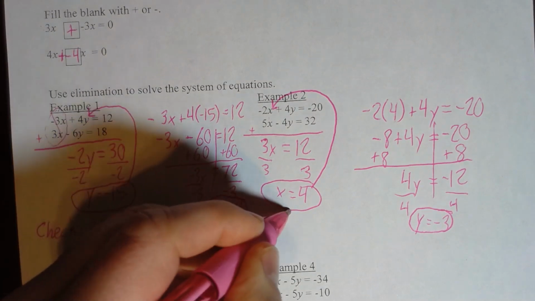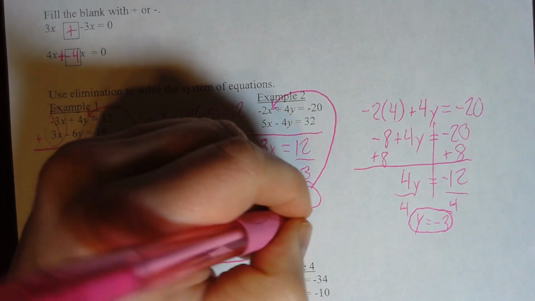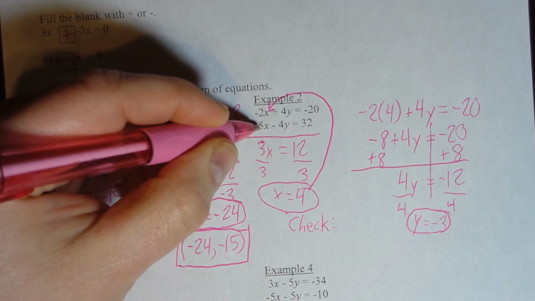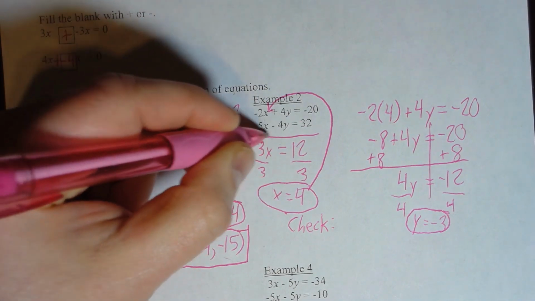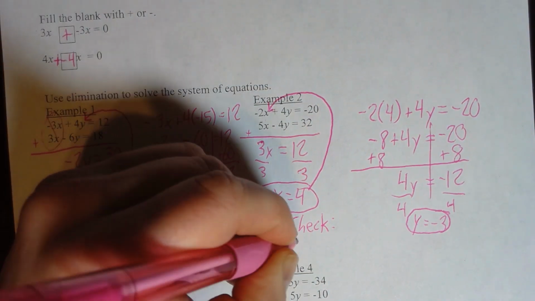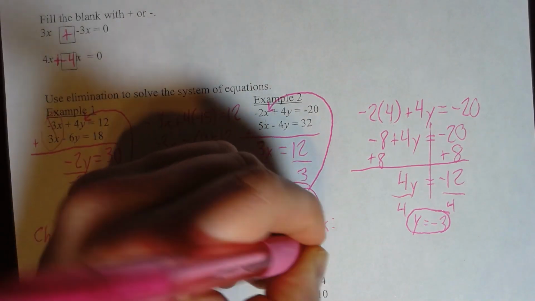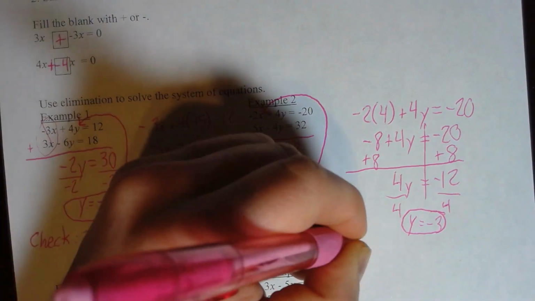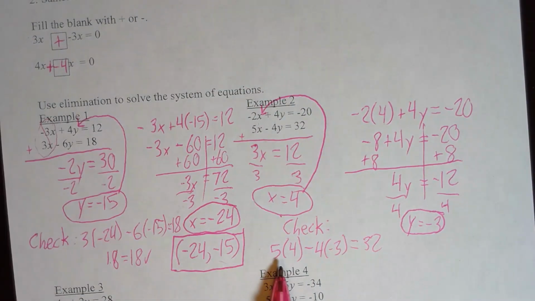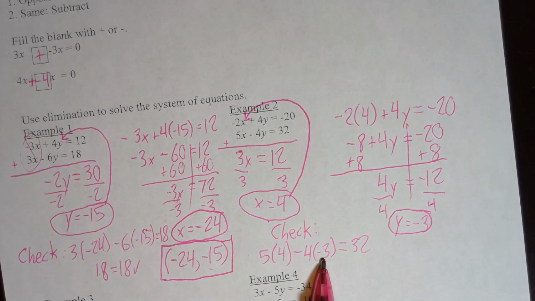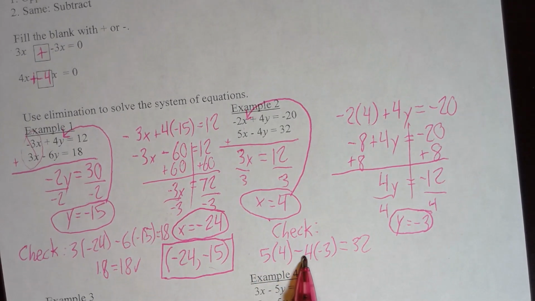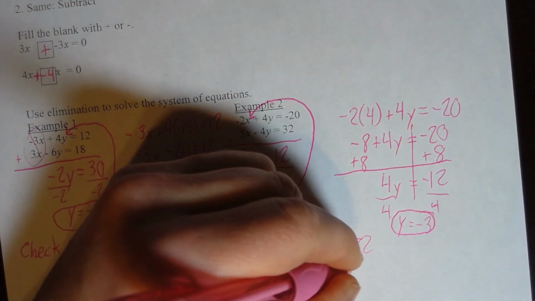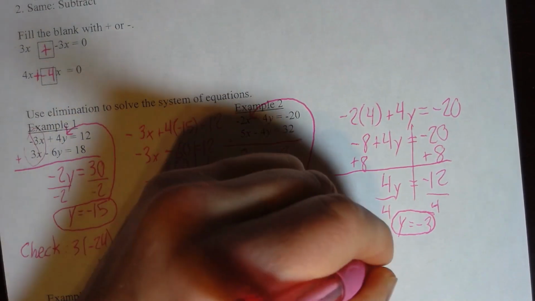Okay, so now I've got an x and a y. What do I need to do? I need to check it. And I am going to use the second equation that I did not use yet. So I've got 5 times 4 minus 4 times negative 3 equals 32. Well, this is 20. This is a negative times a negative, so it's a positive. 20 plus 12 does equal 32. 32 equals 32. Check mark.